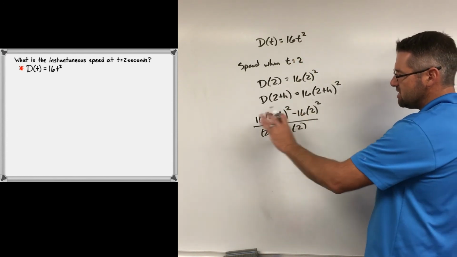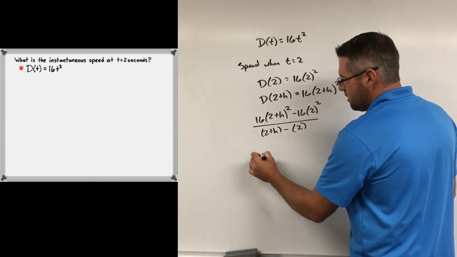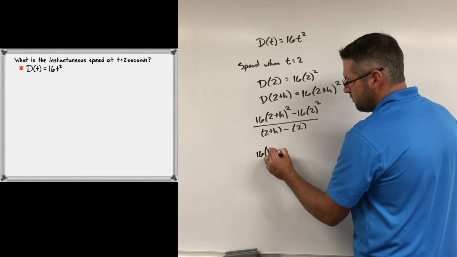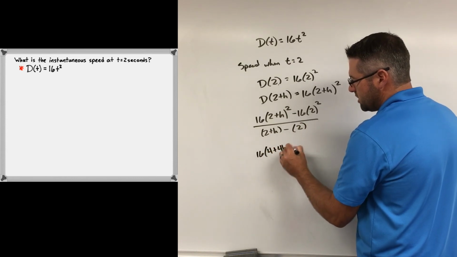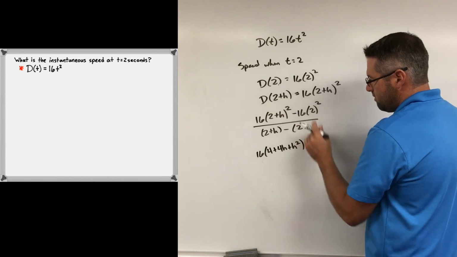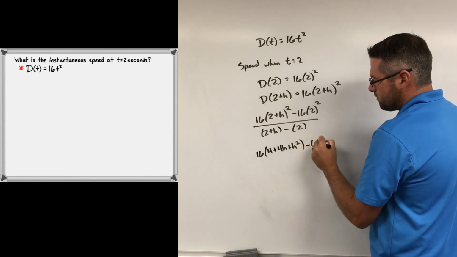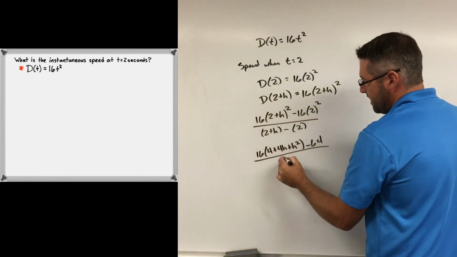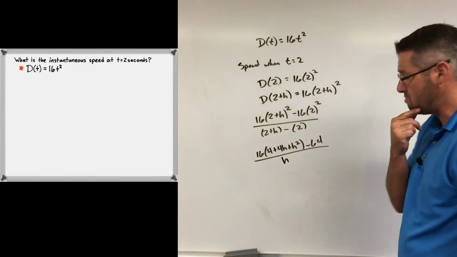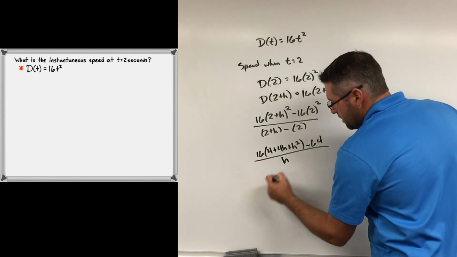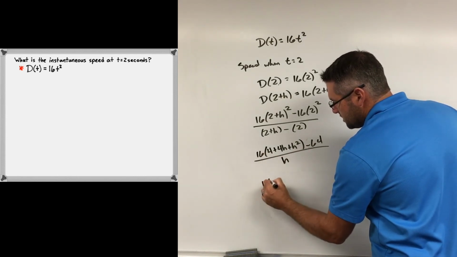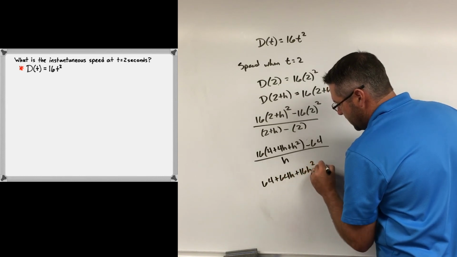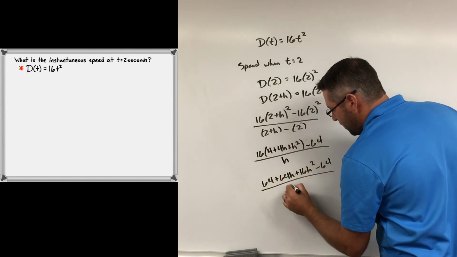Now, if I go to simplify all this, you're going to see something. I'm going to square that binomial. So 4 plus 4h plus h squared. And then minus 64 all over, well, this simplifies to just h on the bottom. Well, simplifying all this, distribute that. You got 64 plus 64h plus 16h squared minus 64 over h.